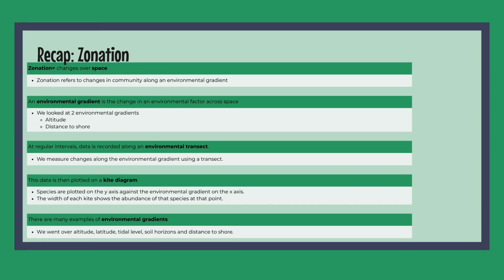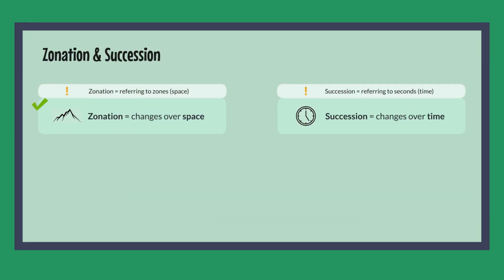All right, now that we've come to understand how zonation refers to changes over space, check out my next video to see how succession refers to changes over time.